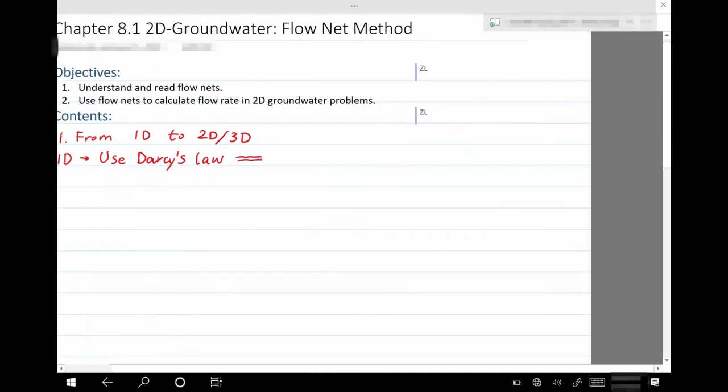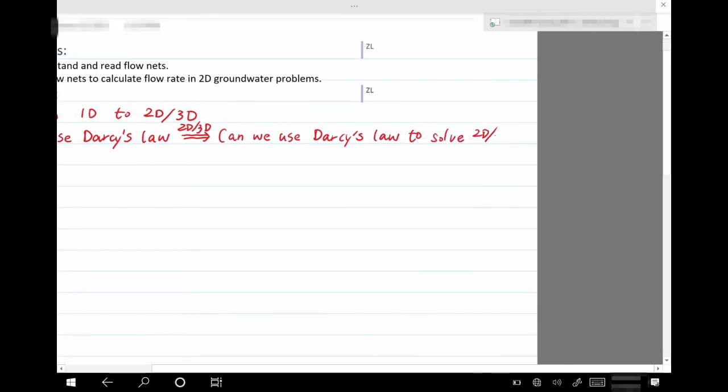When we move from 1D to 2D and 3D, the first question is, can we still use Darcy's law to solve 2D or 3D problems? And here I can give one example. So that's the following figure.